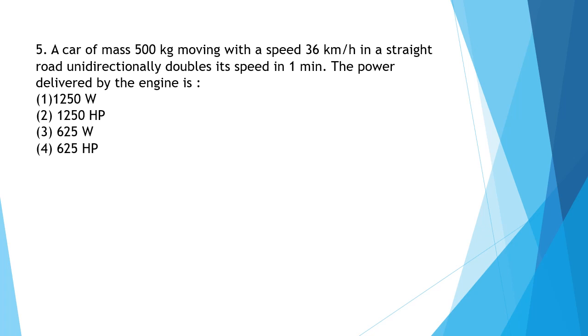Question 5. A car of mass 500 kg moving with a speed 36 km per hour in a straight road unidirectionally doubles its speed in 1 minute. The power delivered by the engine will be.